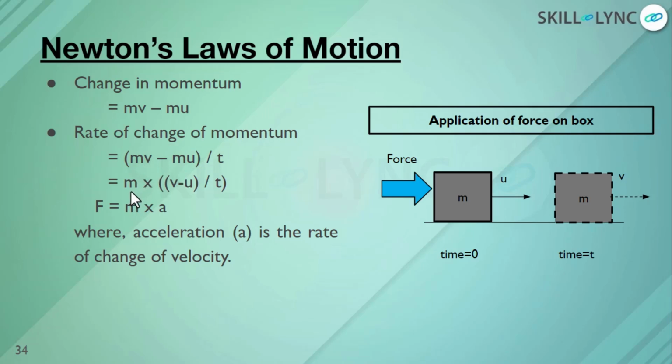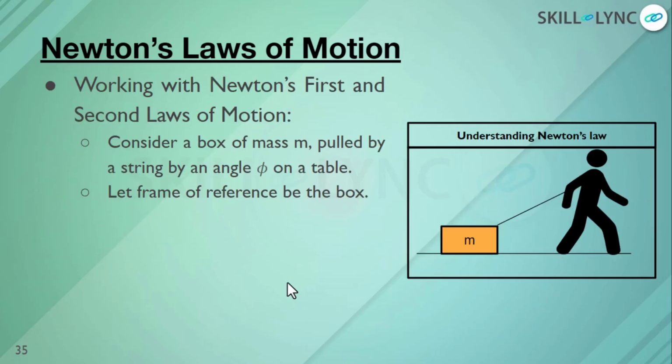Taking m common from the above equation, we can write m times (v minus u) divided by t. We already know that change in velocity per unit time is acceleration, denoted as a. Therefore, the second law of motion can be derived to the point where F, that is force, is equal to mass times acceleration.